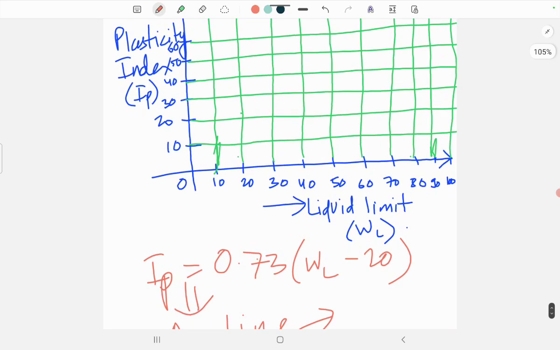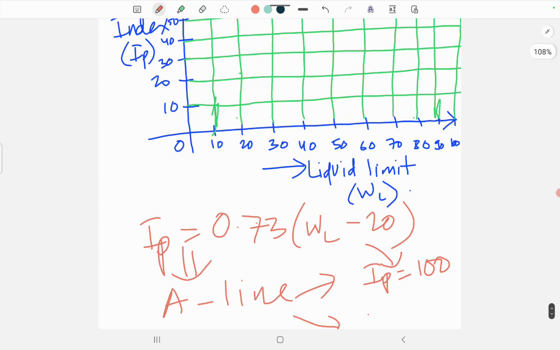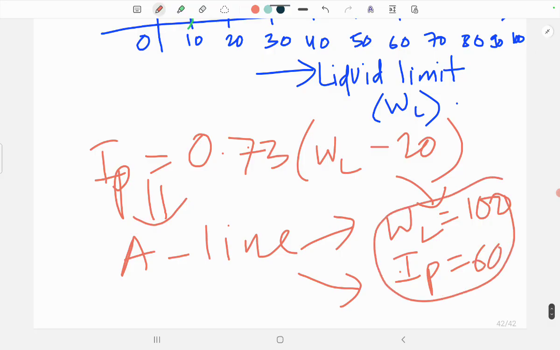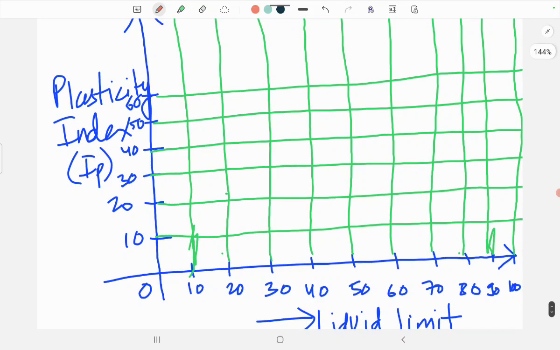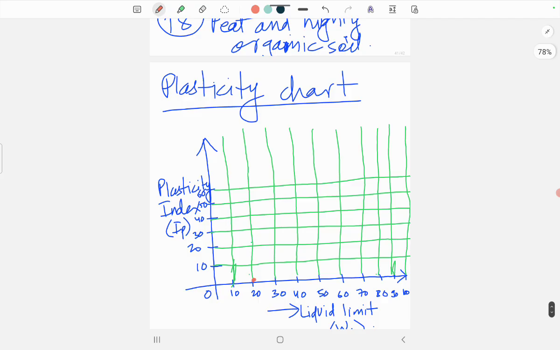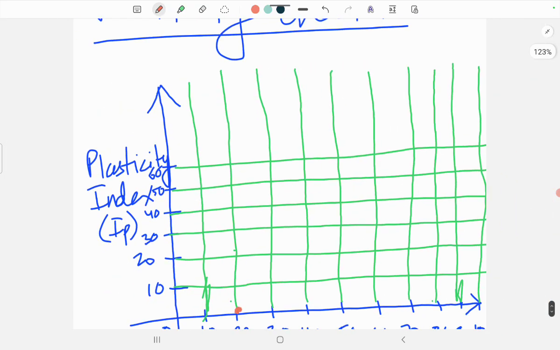And if you put WL equals 100, you get IP equals around 60. So you put the first point at 20 here, and then this point at 60. If you join these two points, you are going to get the line here.